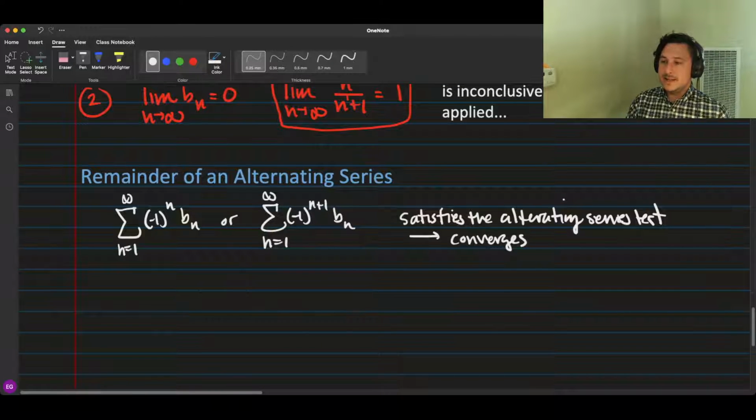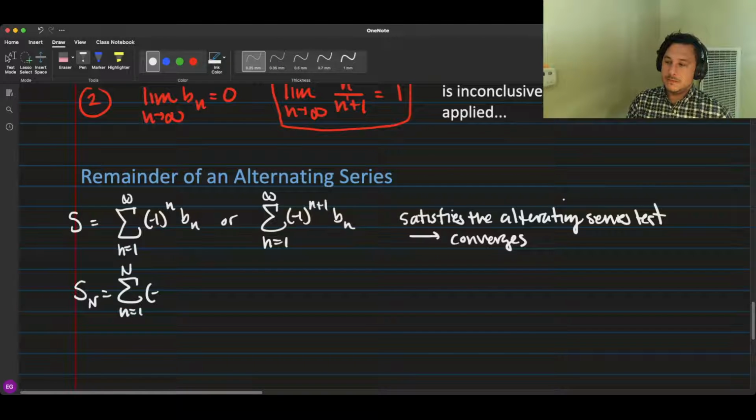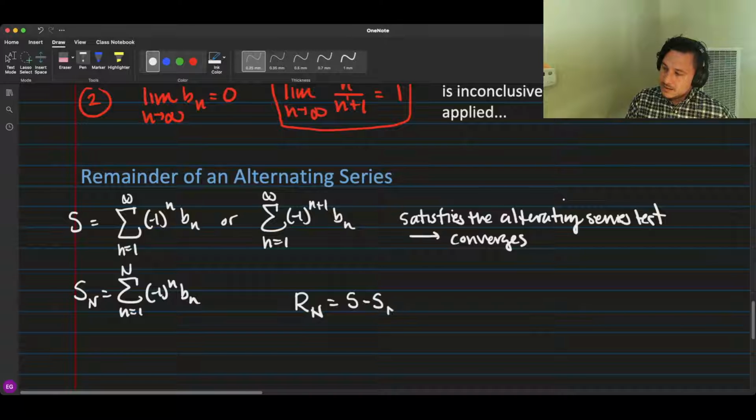So let's say that S is equal to whatever it converges to, and then S_N will be the partial sum. Okay, so an interesting fact that will help you estimate what the alternating series converges to: we're going to call R_N the remainder, S minus S_N.